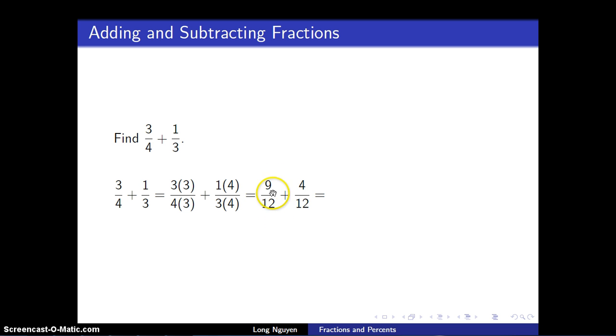If I do that, I get 9 over 12 plus 4 over 12. Now the denominator is common, so I add just as before, straight across, and then keeping the 12.